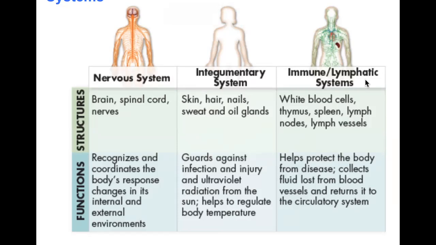In the immune lymphatic system, its structures are white blood cells, thymus, spleen, lymph nodes, and lymph vessels. It helps protect the body from disease and collects fluid lost from blood vessels and returns it to the circulatory system.